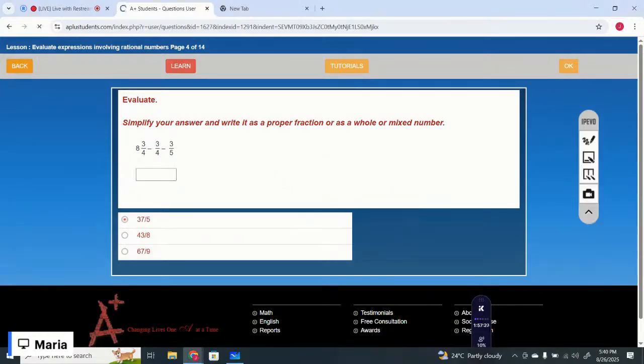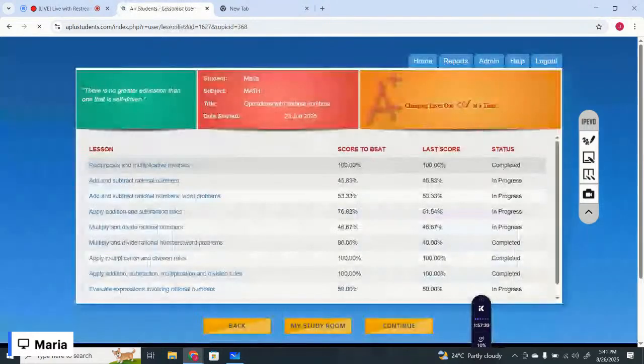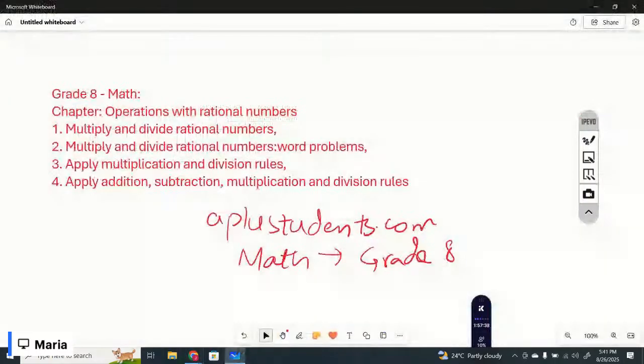Okay, you can complete the lesson by yourself later today. The math chapter we're working on is operations with rational numbers. The lessons we have covered are on operations with rational numbers.